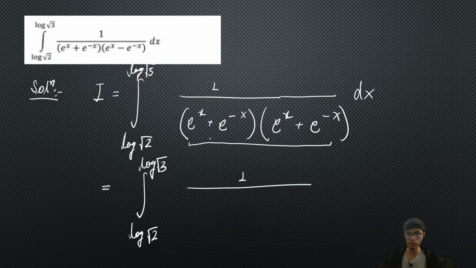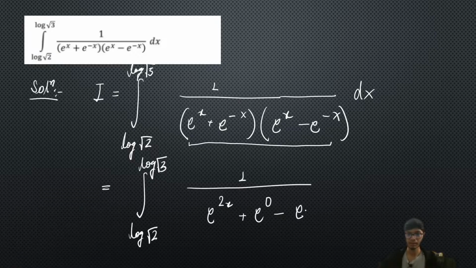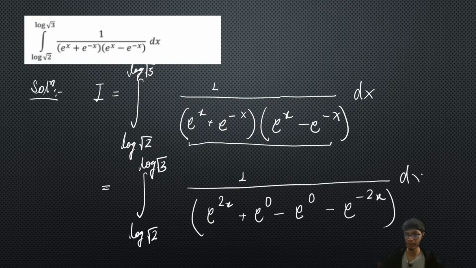One upon, so if we solve this, we are going to get e to the power 2x plus e to the power 0, minus e to the power 0 minus e to the power minus 2x, right? So we evaluate this, which is basically going to be the part of the product.